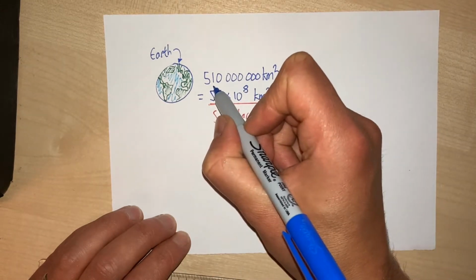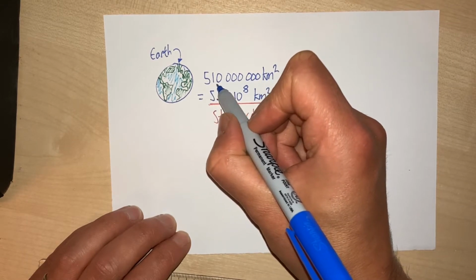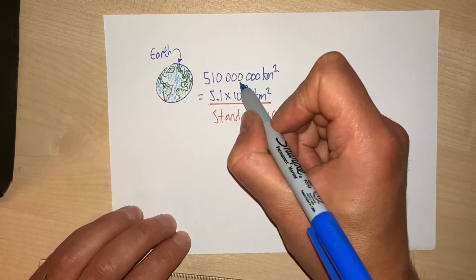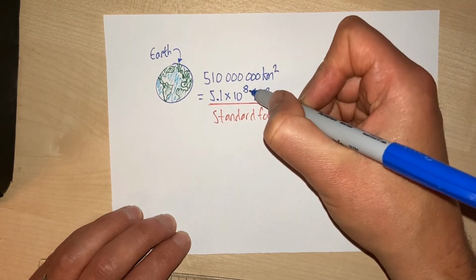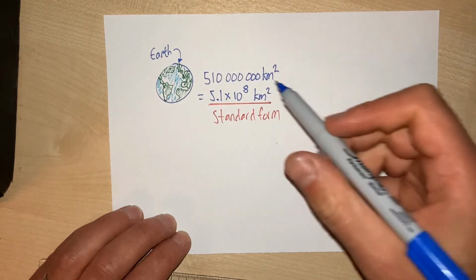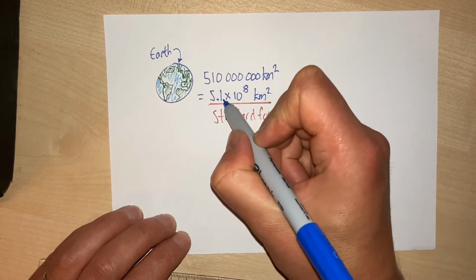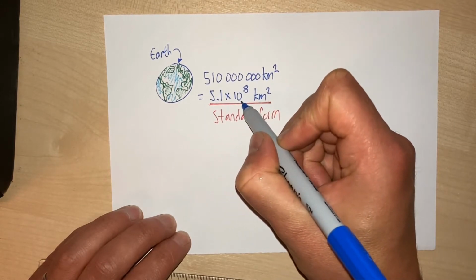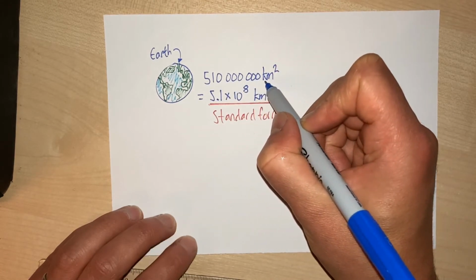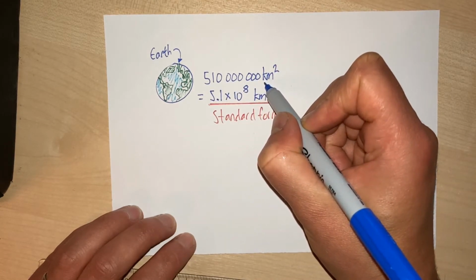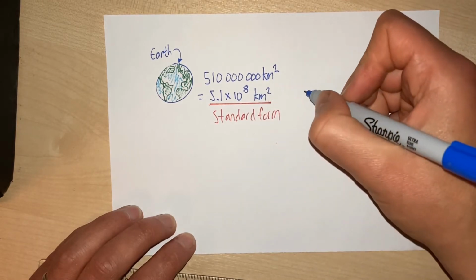Well, let's count the number of digits there are after the 5 here. There's 1, 2, 3, 4, 5, 6, 7, 8. That's where our 8 comes from. This number here tells us how many times to multiply 5.1 by 10 to get 510 million. 10 to the power of 8 looks like this.